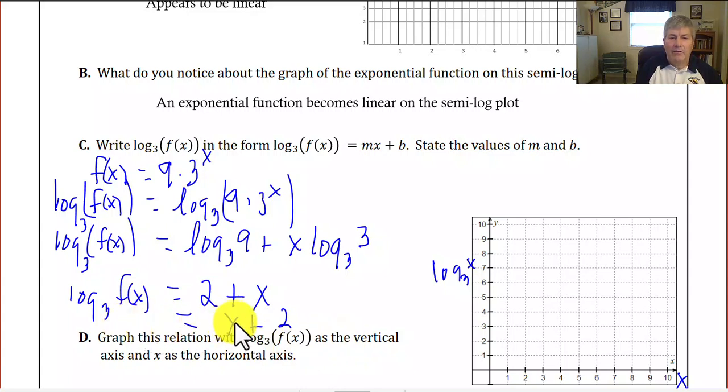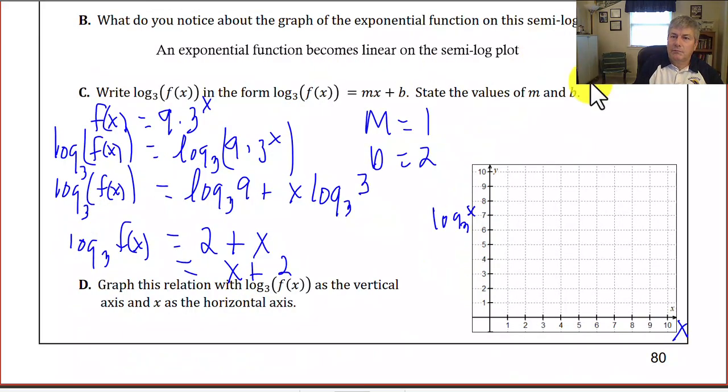So that is a linear equation that's a representative of 9 times 3 to the x. And now we can put that on our coordinate plane. I have an m of 1, or slope of 1, and a b of 2, or y-intercept of 2. So I can go ahead and plot points, start at 2, and just continue with a slope of 1, and I can graph my function.